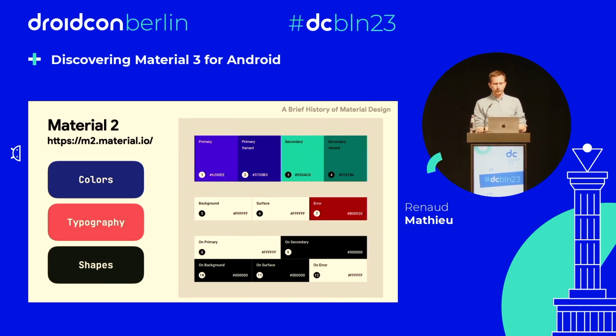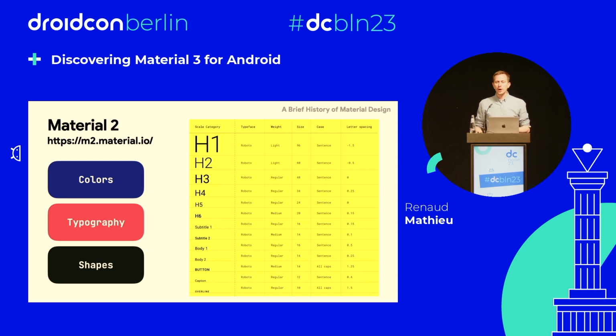For the color, this is the palette we have. So in its primary, secondary, then we have also the variant of the primary, the variant of the secondary. We have also some error, and they brought a little bit later the dark theme.